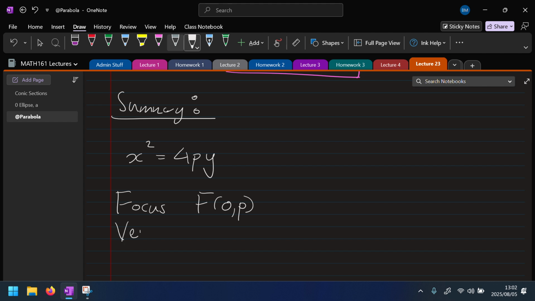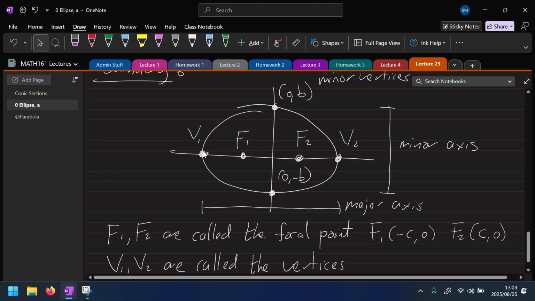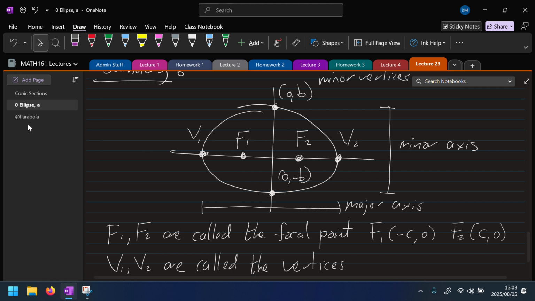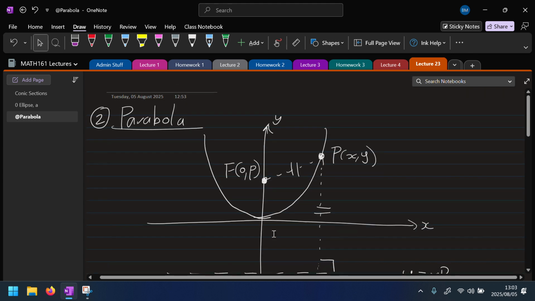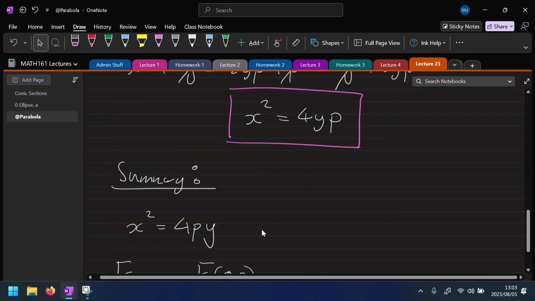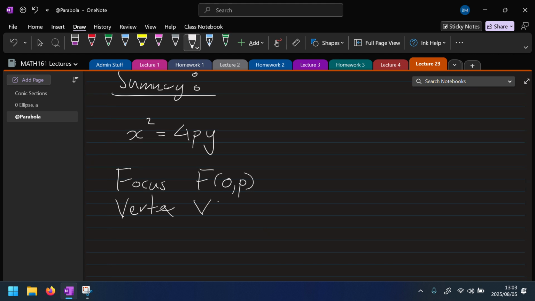Then the vertex. You can think of the vertex as like a turning point. So if we go back to this ellipse here, on this side, you can think of it like a turning point, and on that right side, it's like a turning point. Here, same thing, but there's only one turning point at the bottom. So here, the vertex is just given by (0, 0). Very easy to remember. And lastly, the directrix. That was y equals minus p. So as long as you remember this summary, then you can find these points quite easily.